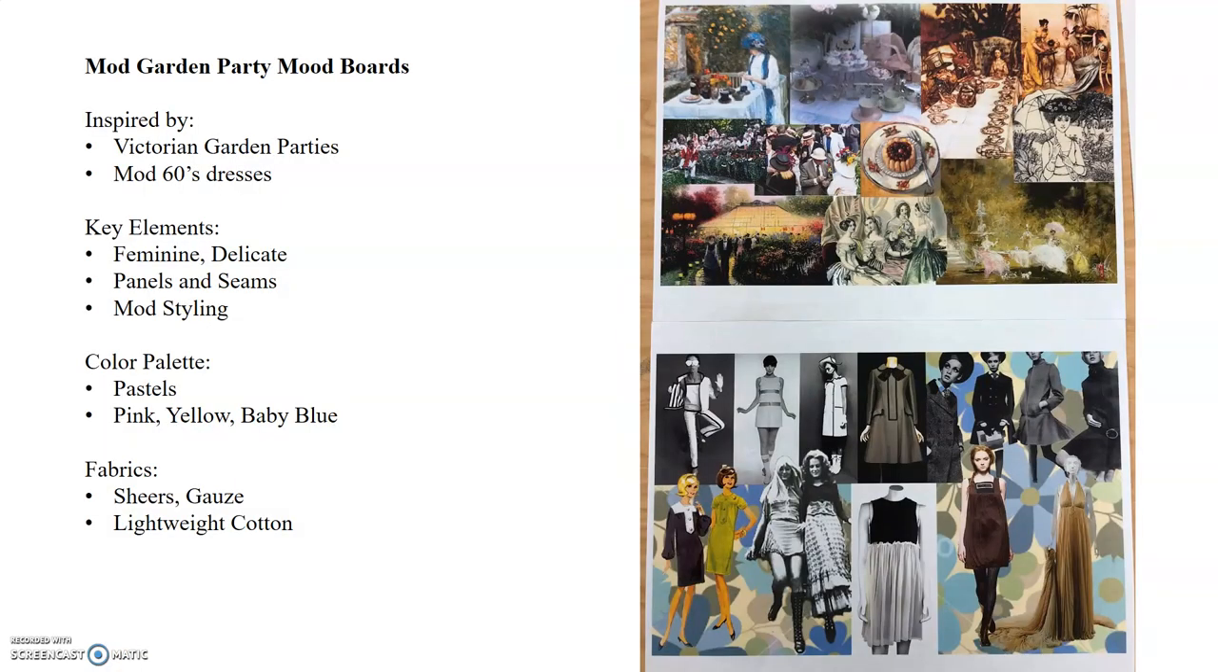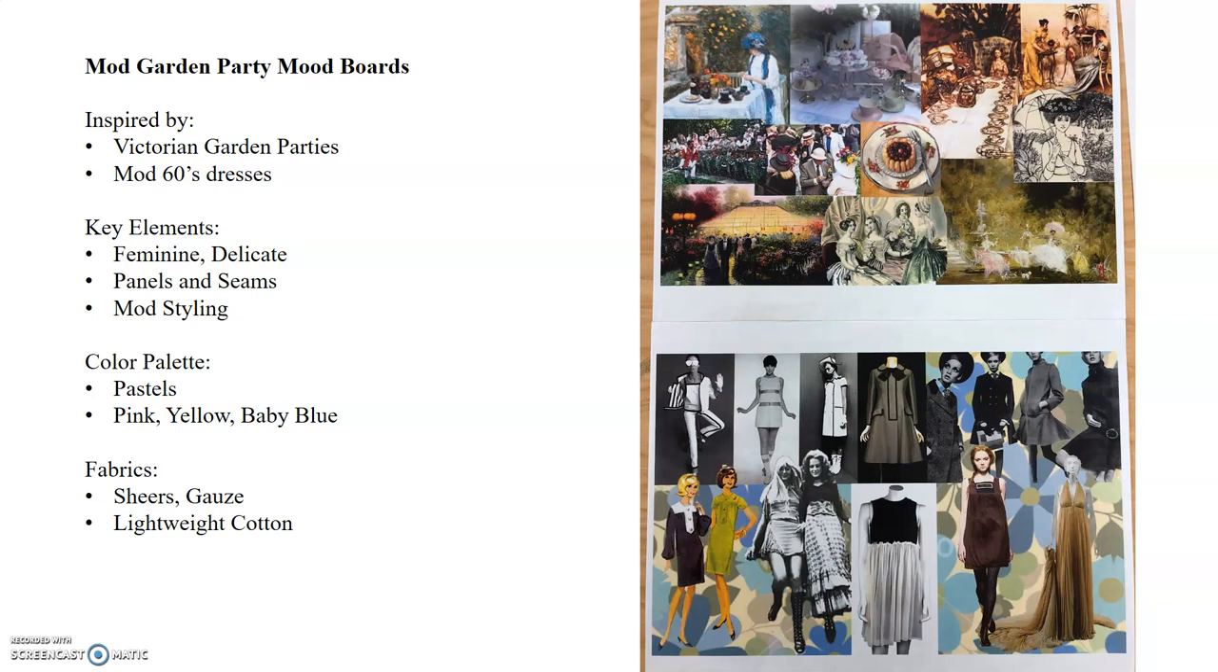The Maud Garden Party mood boards. Here I've got two different mood boards. So I'm inspired by two different things and they're coming together. I've got Victorian garden parties. That's a little collage that I've made up there. And again, I've just found photographs that I like. I put them together in Photoshop in a collage.